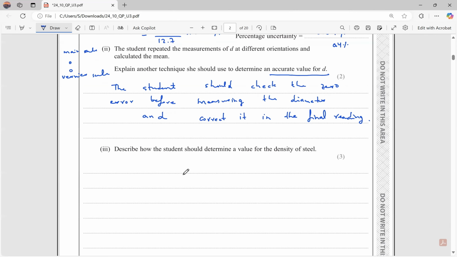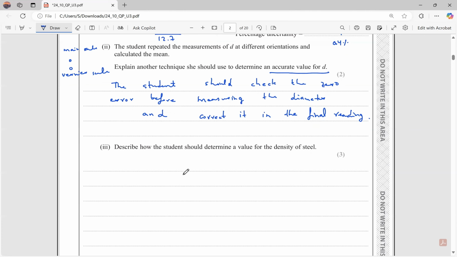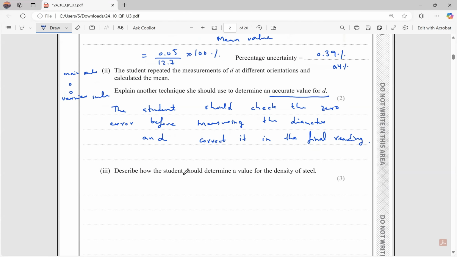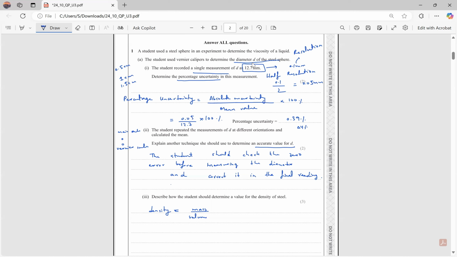Part 3, describe how the student should determine a value for the density of steel. So this one is an easy question. If you just think about density, density is mass over volume. And what's the connection of this information to the question that's given? In the question, we're measuring the diameter of a steel sphere. So now we have the mass and the volume, those two things we need to find.